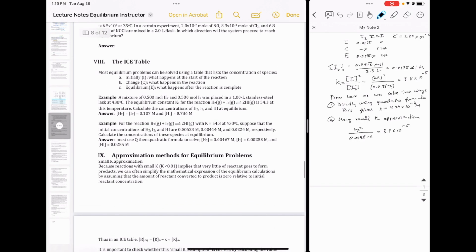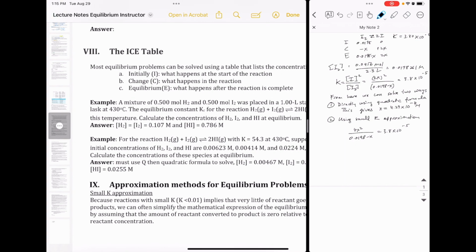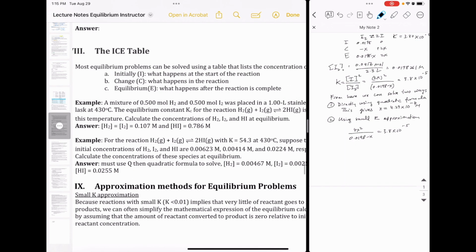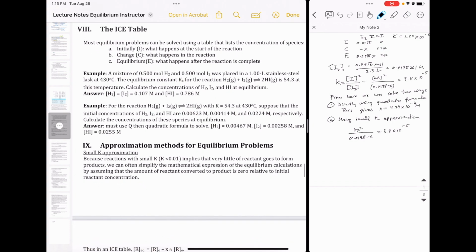Okay, so we just learned how to use the ICE table to help us calculate or organize information in equilibrium situations so that we can calculate things that we want to calculate, whether that be initial concentrations, the change in the quantity of reactants or products, or the equilibrium concentration of the species.